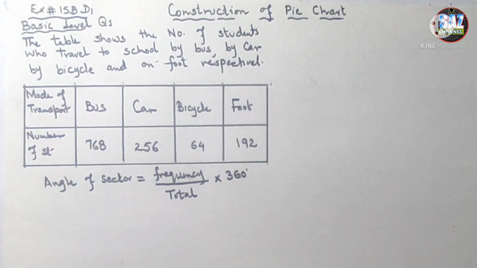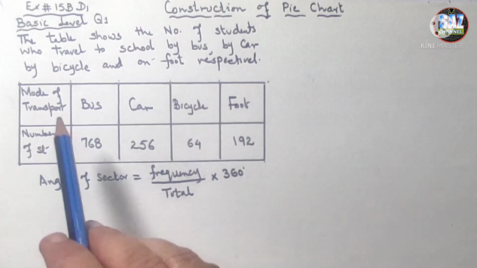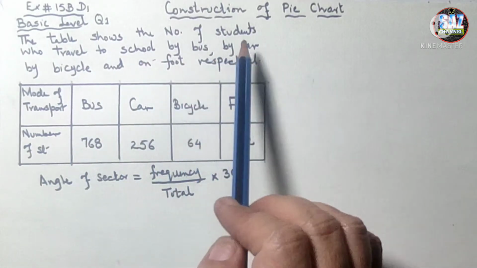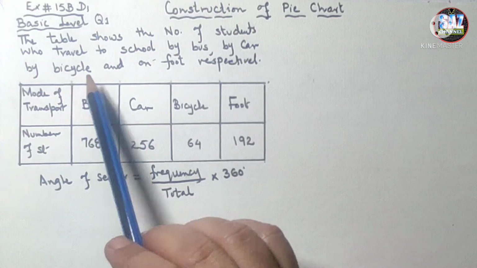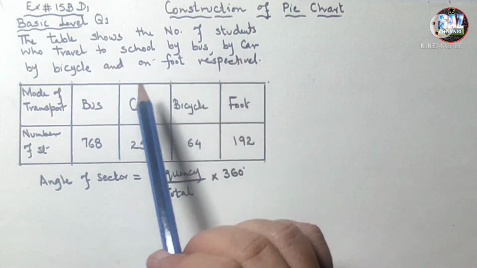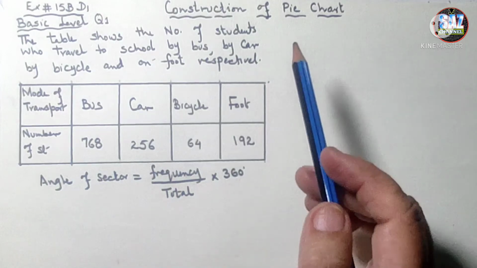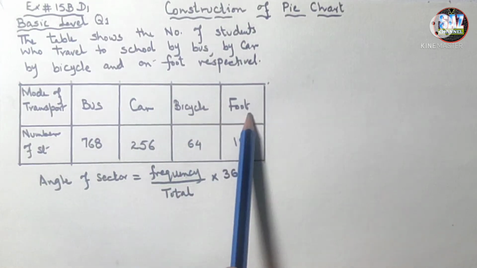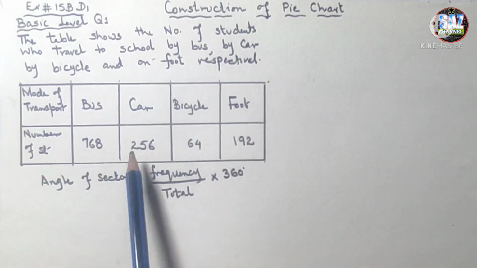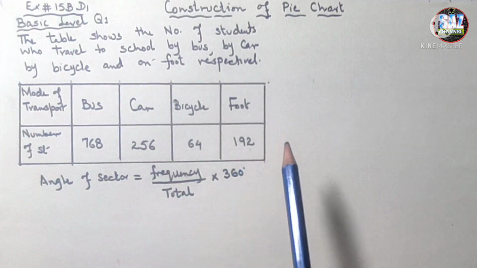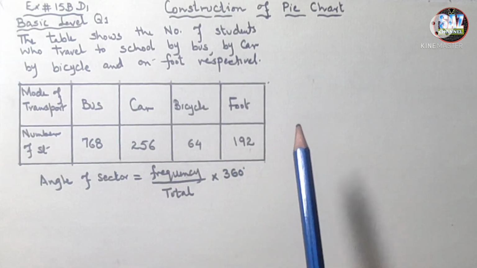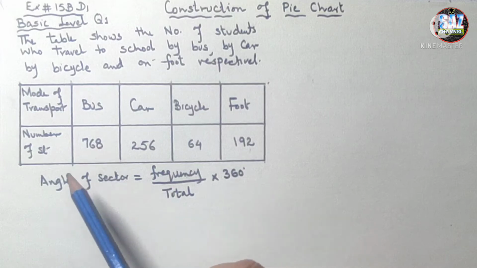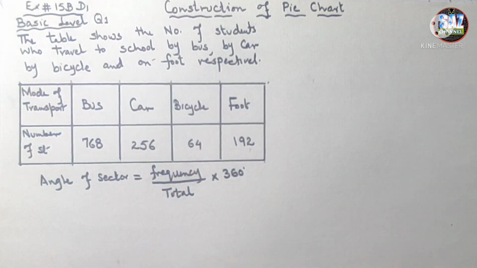Now let me read the question from the book. The question says the table shows the number of students who travel to school by bus, by car, by bicycle and on foot, respectively. We have to construct the pie chart. The numbers of students are 768, 256, 64 and 192. In order to draw the pie chart, the first thing is to find what angles we have to construct to represent these different means of transport.